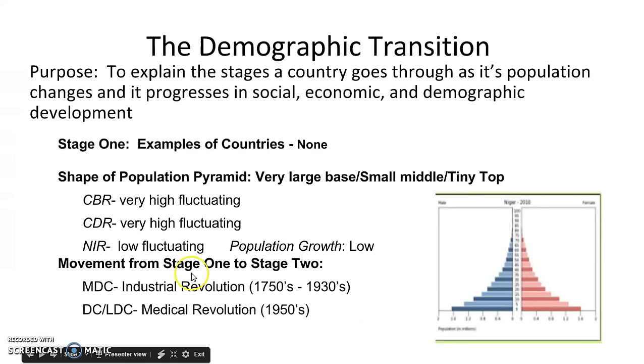Now, what pushes a country from stage 1 to stage 2? It's two situations in history that have done so. For our MDCs today, that was the Industrial Revolution. This would have been the countries that progressed from stage 1 to stage 2 from the 1750s into the 1930s. These countries are our MDCs, like Canada, the United States, Western Europe, and Australia. Our DCs and LDCs would have progressed from stage 1 to stage 2 very recently, from the 1950s and some just in more recent times. They were pushed because of the medical revolution, improvements in and the accessibility of medical treatment, allowing them to live longer.